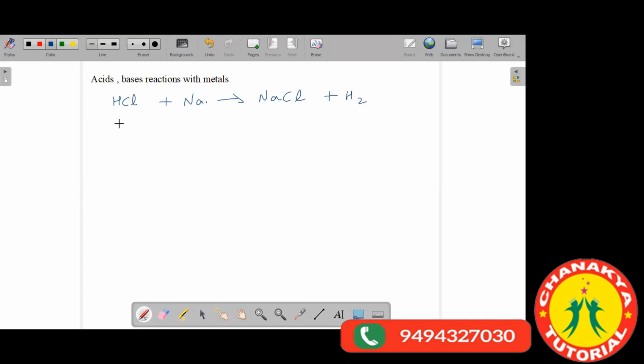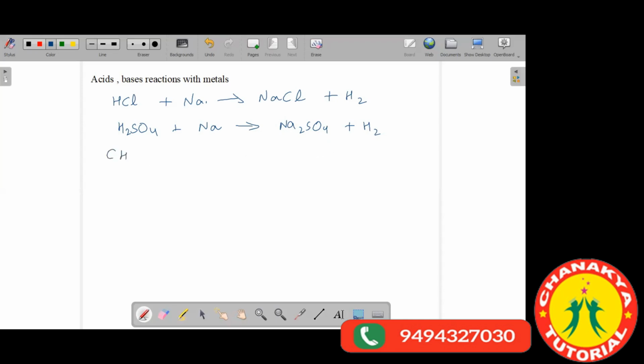If you react H2SO4 with metal sodium, you will get Na2SO4. Can anyone name this compound? Sodium sulfate. Okay. So you get sodium sulfate and hydrogen gas.